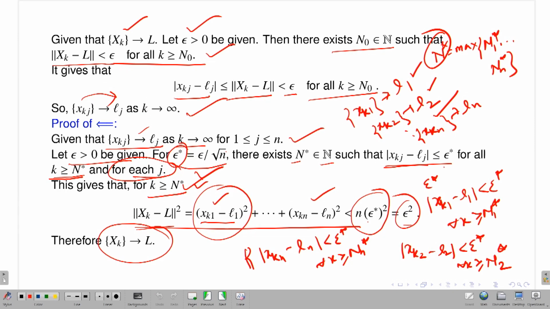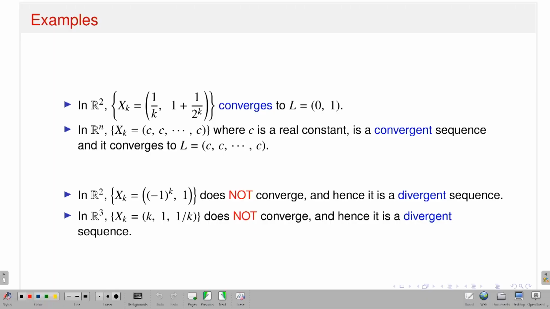Okay. So, what I proved is that if we start with a sequence capital Xk in n-dimensional Euclidean space, then we have the corresponding n component sequences in R, the real line. Then capital Xk converges to capital L in Rn if and only if all the component sequences converge, where if capital L is equal to L1, L2, up to Ln, then the corresponding component sequences converge to small l1, small l2, up to small ln. So, let us see some examples.